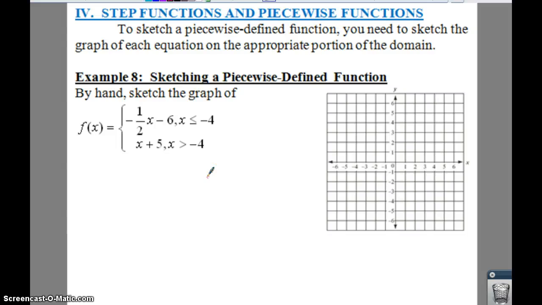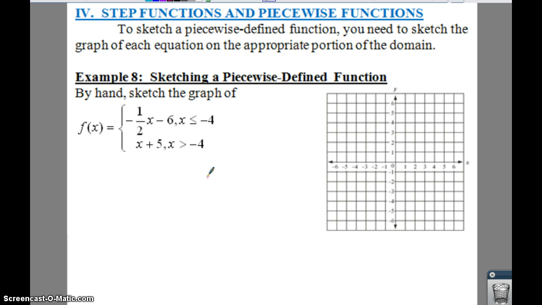So our final example for lesson 1.3 is where we're going to sketch piecewise defined functions. A lot of piecewise defined functions are just two or more functions where we're only given parts of each function. Together they make one giant piece, but it's called piecewise because there are two or more equations that set up this one function.